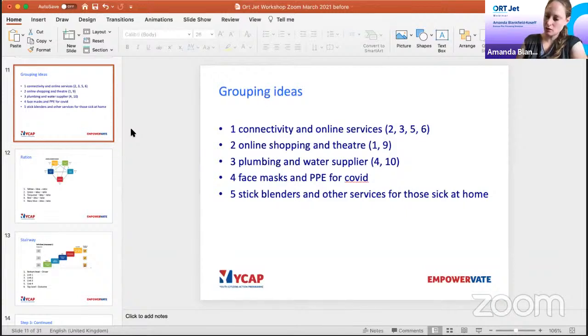Okay, then the next one is the light blue block, and that is the plumbing and water. Okay, then the next one is the red one, and the red one is the face masks and PPE. Okay, and then the last one is the dark blue block, and that is stick blenders and other devices. Okay, so now what we're going to do is we're going to compare each one.